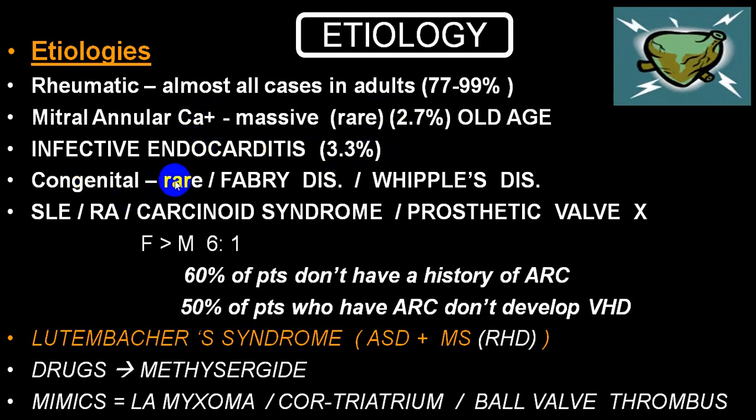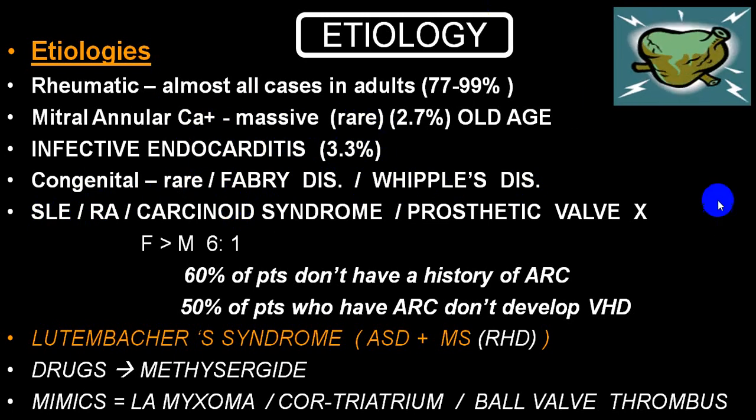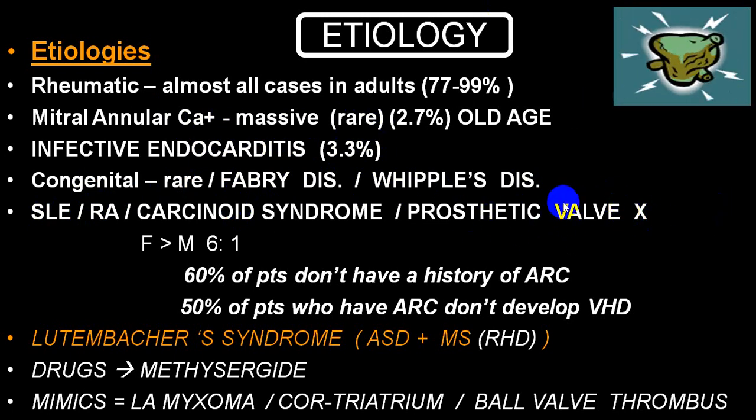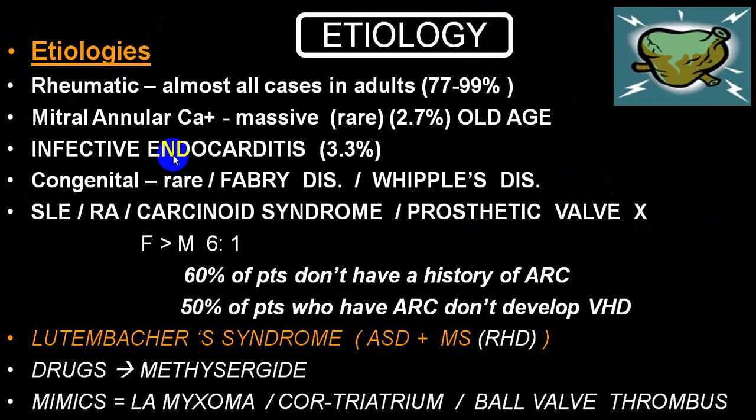Congenital causes are again rare. It can be in Fabry disease or Whipple's disease. Another group is SLE, rheumatoid arthritis, carcinoid syndrome, and prosthetic valve, which can get involved. These again are rare. Indirectly we say rheumatic unless proven otherwise. The second common group can be because of SLE, rheumatoid arthritis, carcinoid syndrome, etc.